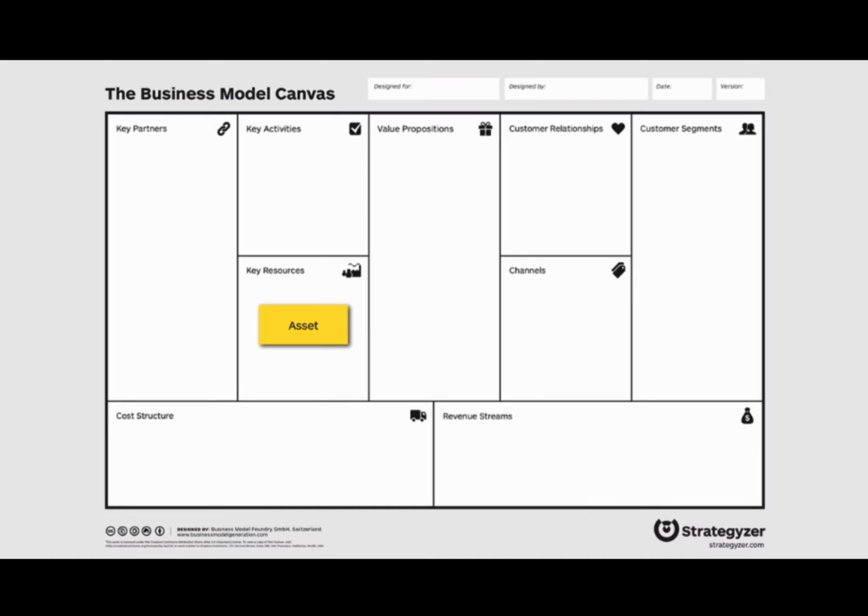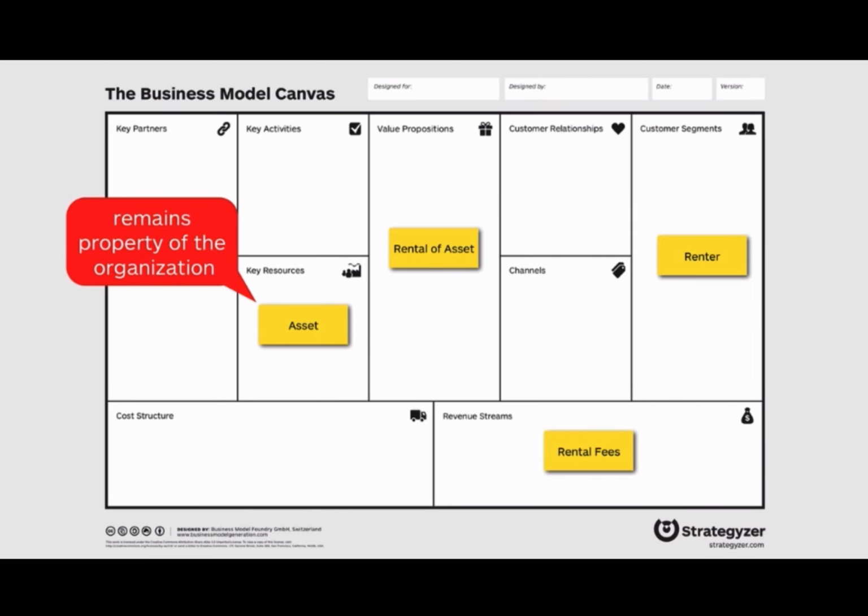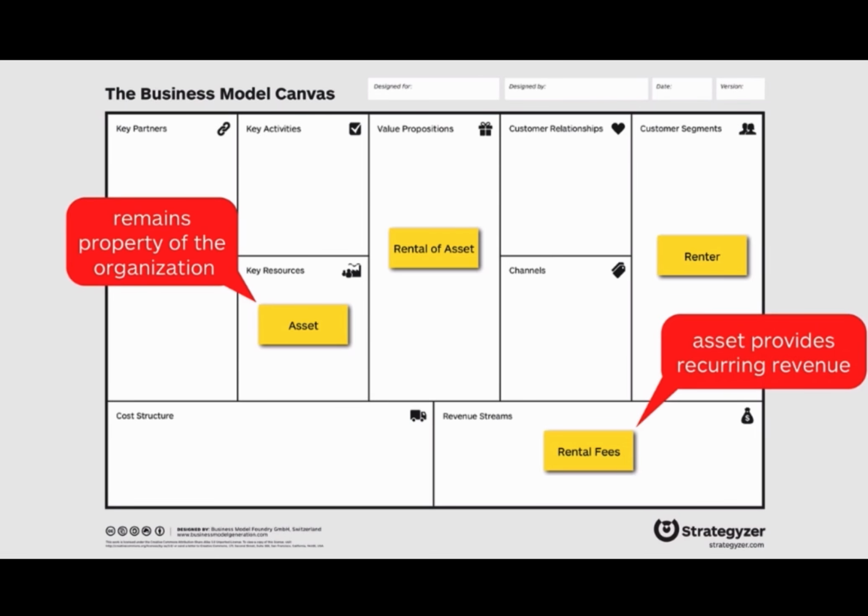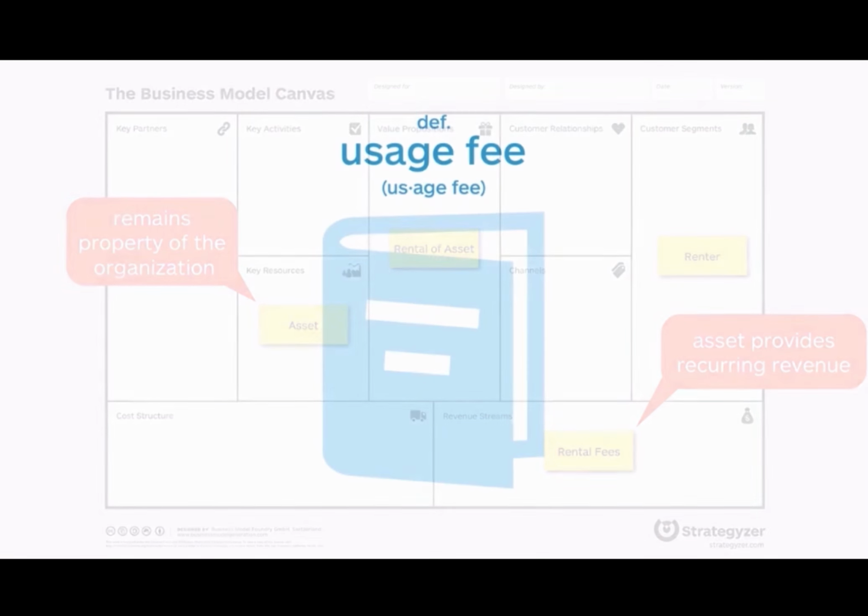So again, you have an asset, which is a key resource. And here, the value proposition is the rental of the asset. That is offered to the renter, and the renter pays a rental fee in exchange for this value. Now, the interesting thing here is that the asset remains property of the organization, and the asset then produces recurring revenues.